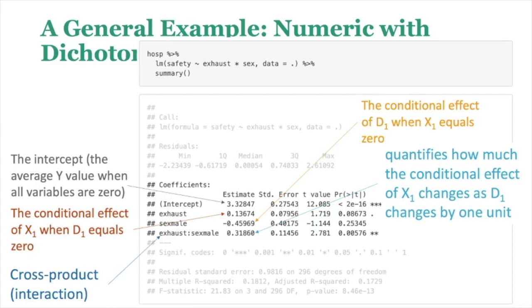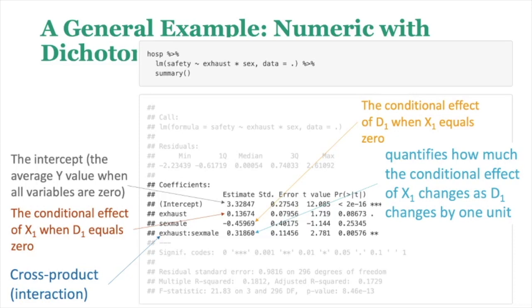The reason why is we have to look at everywhere where exhaust is. We want to understand what the effect of exhaust is. We have to look everywhere where it's at. We find it in that line right below the intercept. So 0.136, we hold on to that one. And then we also find it in the 0.318 line.